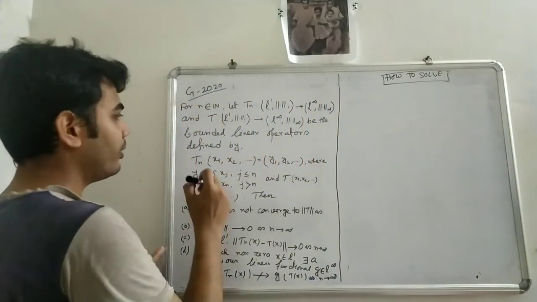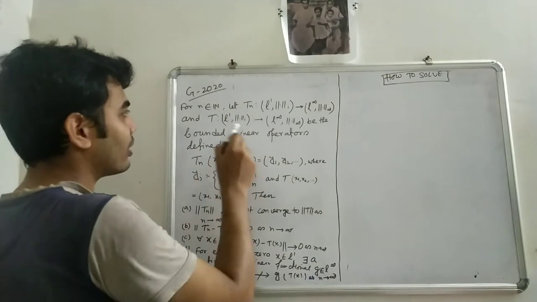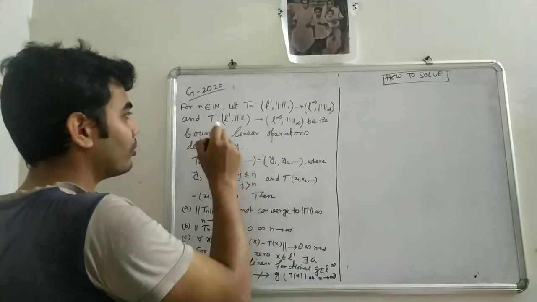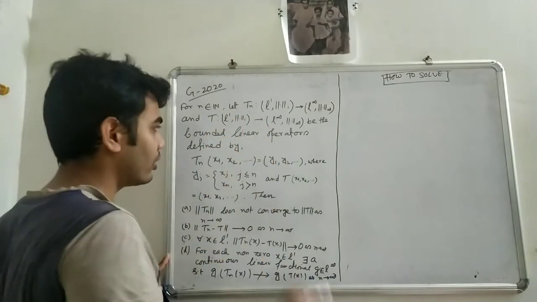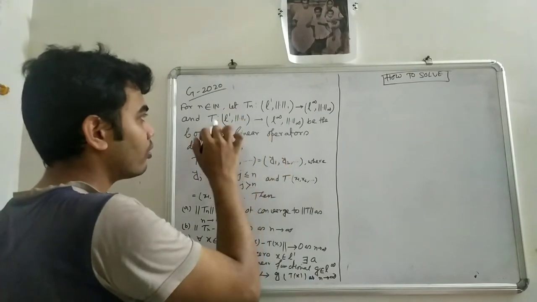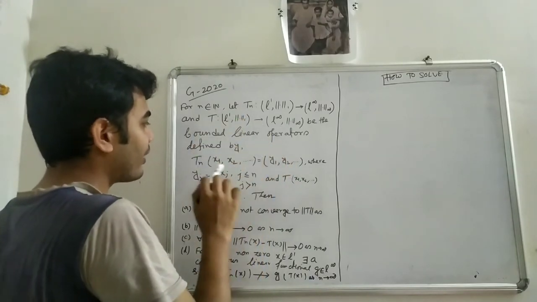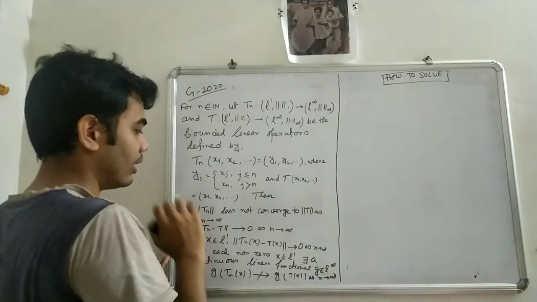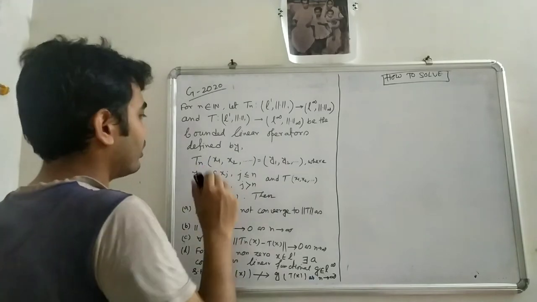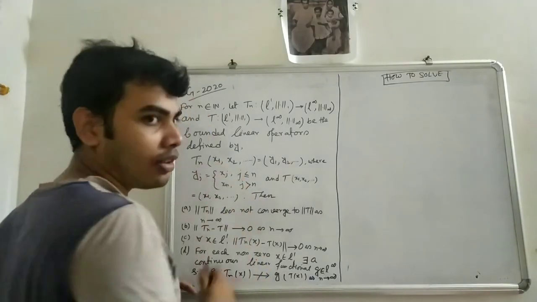So now look at the operator here. Tn and T both are bounded linear operators. This is also given: these two operators are bounded linear operators, and Tn is also defined by these sequences. Now look at this sequence of linear operators.